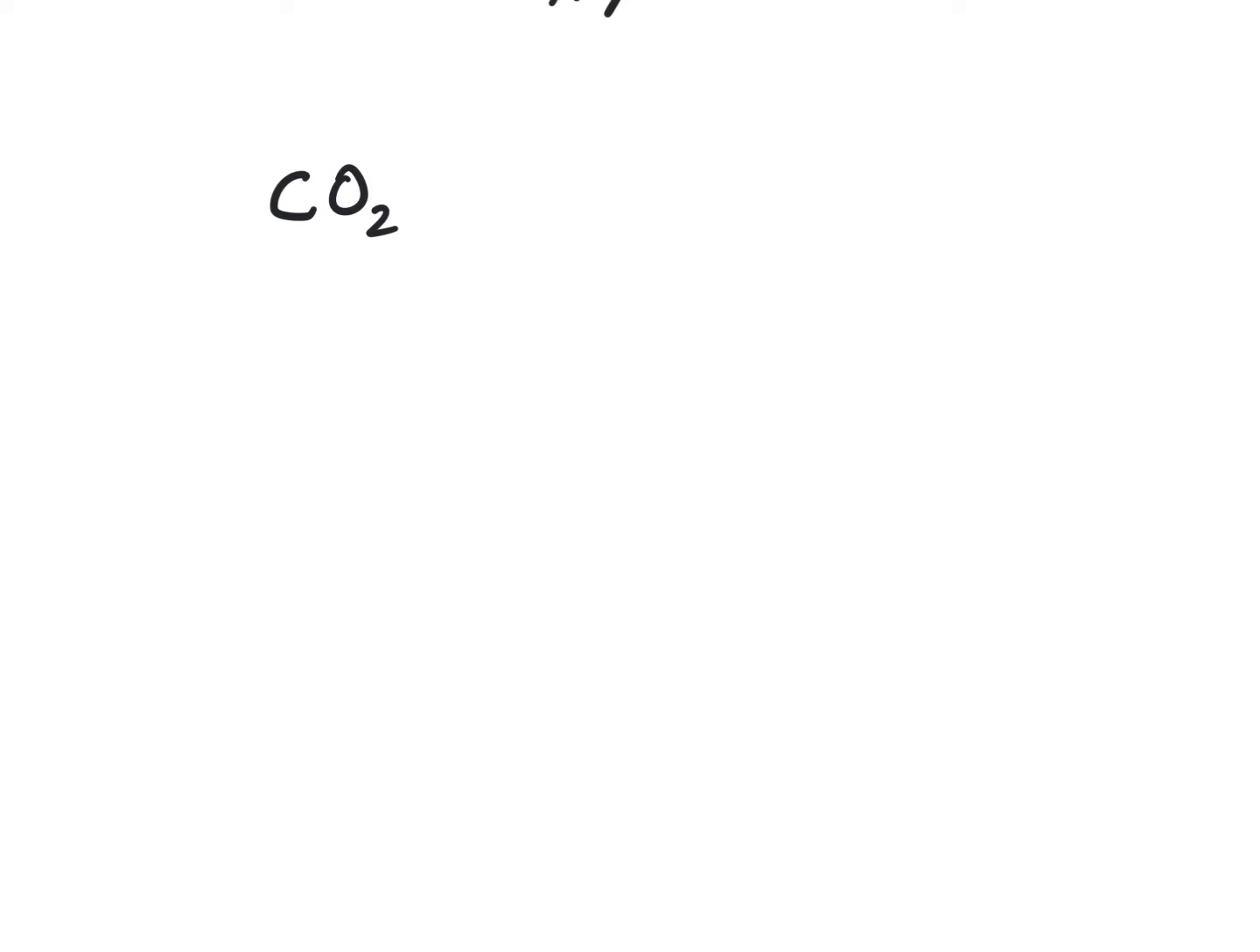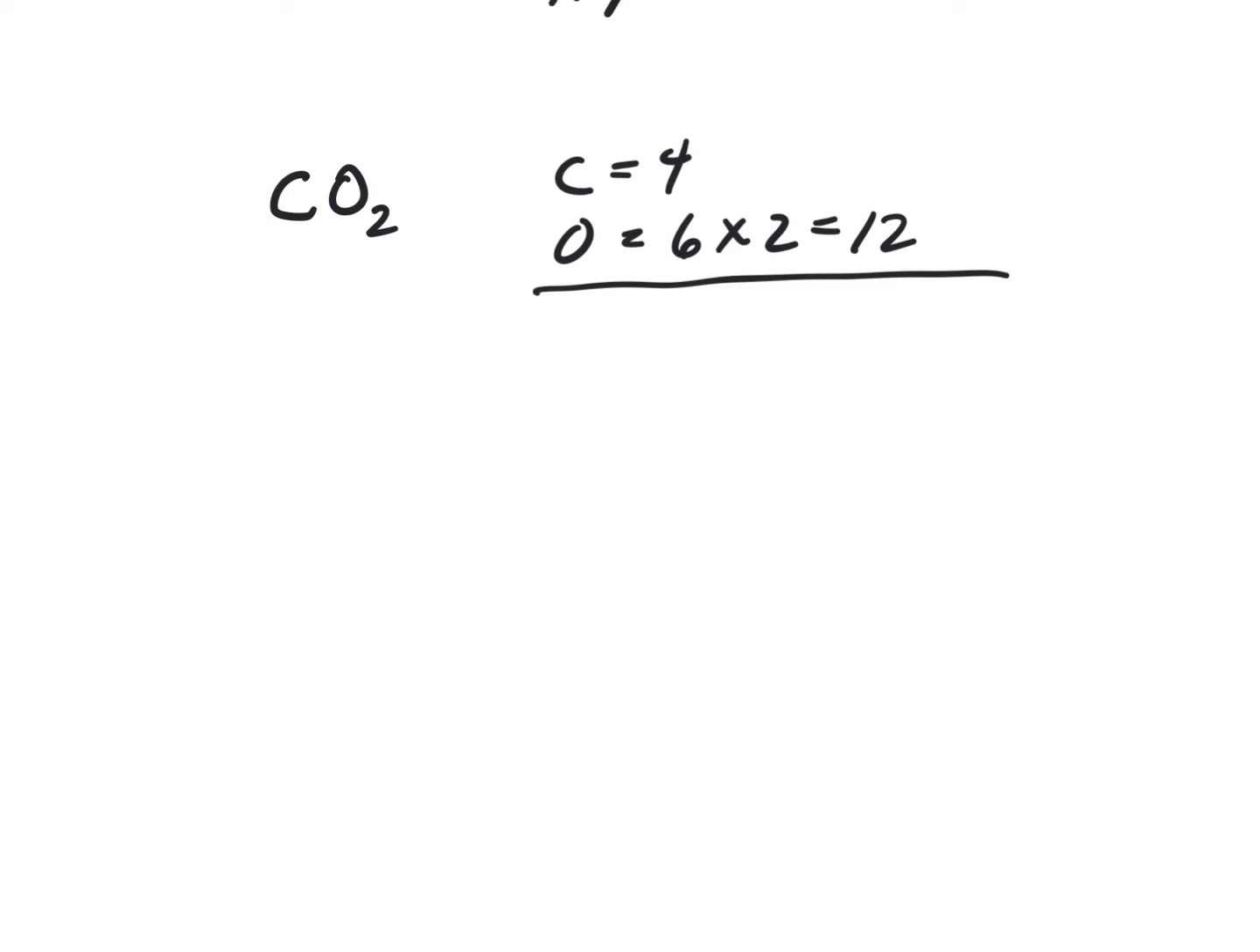We're going to start with counting the valence electrons. Carbon has 4 valence electrons. Oxygen has 6. We have 2 oxygens, so that's going to be 12. That's going to give us a total of 16 valence electrons to work with.